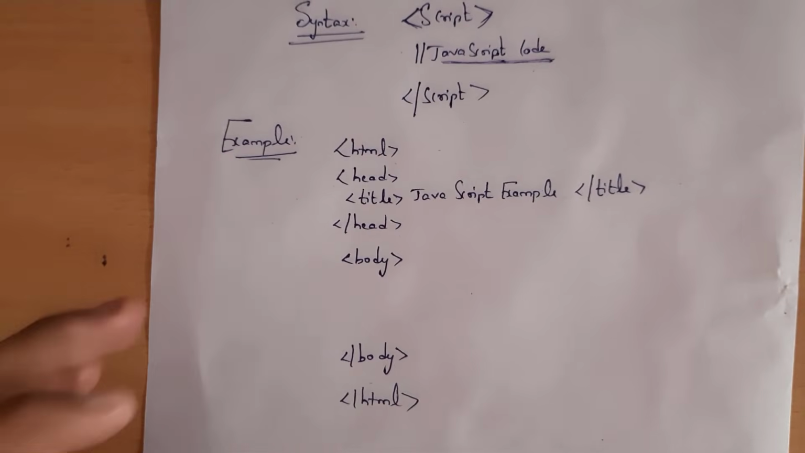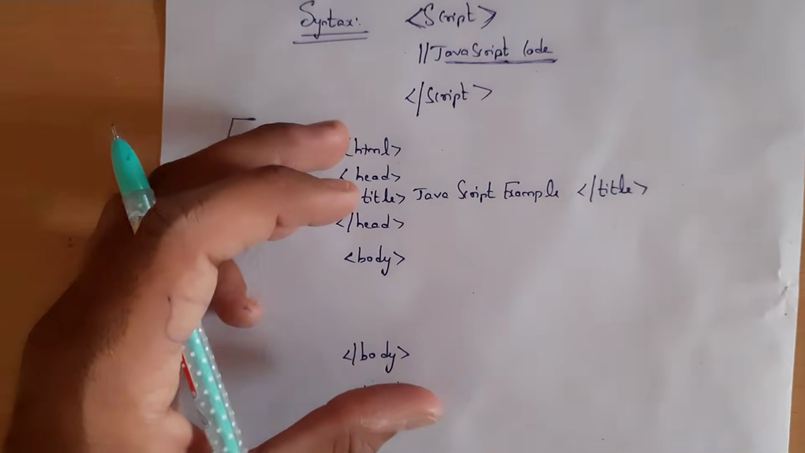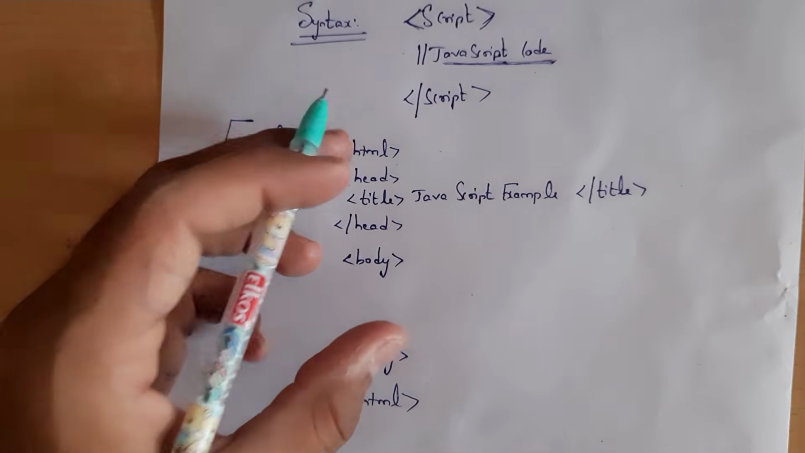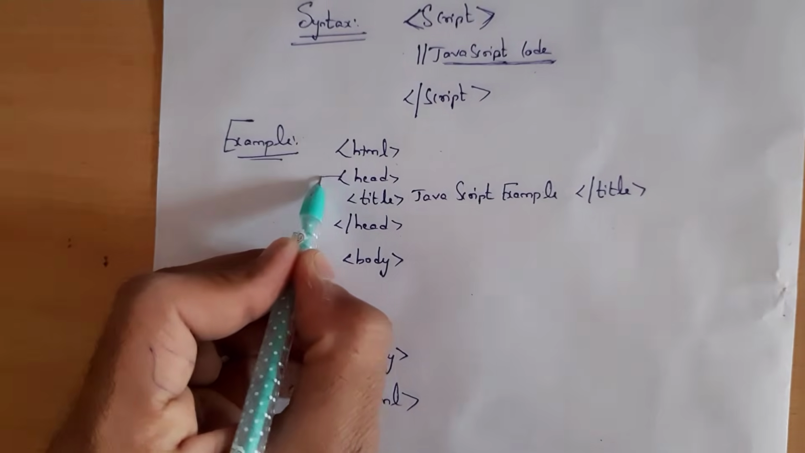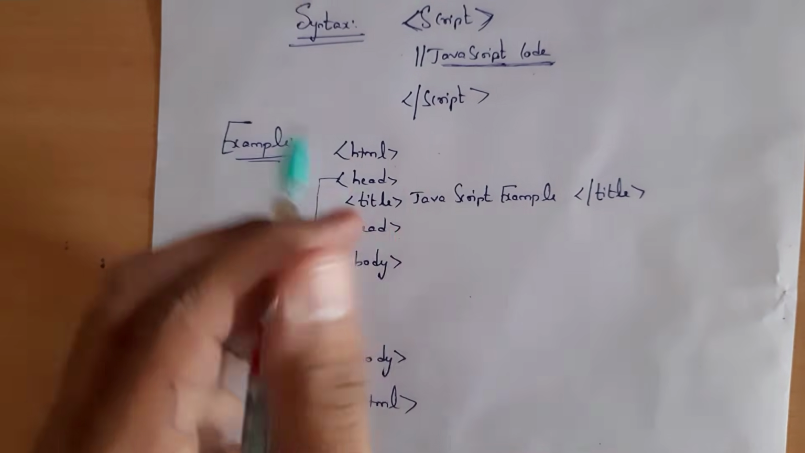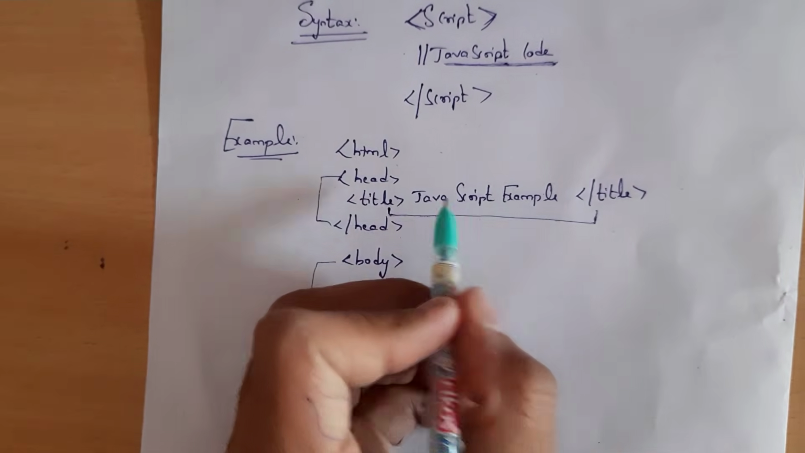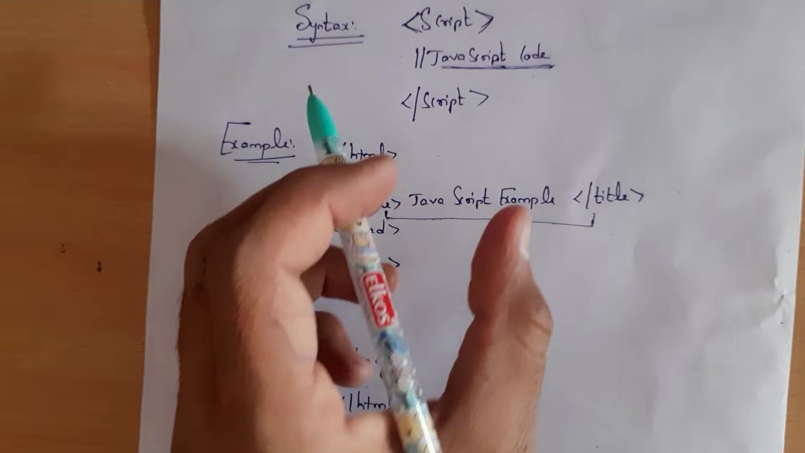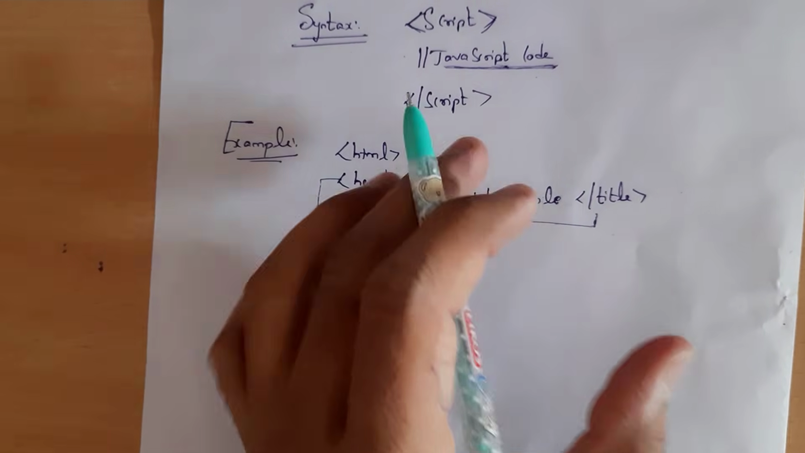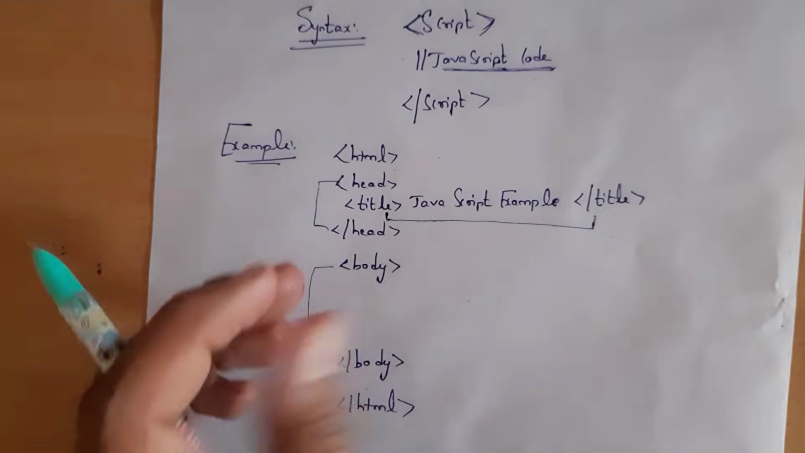This is a small example of JavaScript. Inside HTML, I am writing JavaScript. So we know that HTML contains a head tag as well as a body tag, where inside head we need to write the title. I am writing a JavaScript program, so I am giving the title as JavaScript example. You can give the title as you wish, any name you can give for this title.